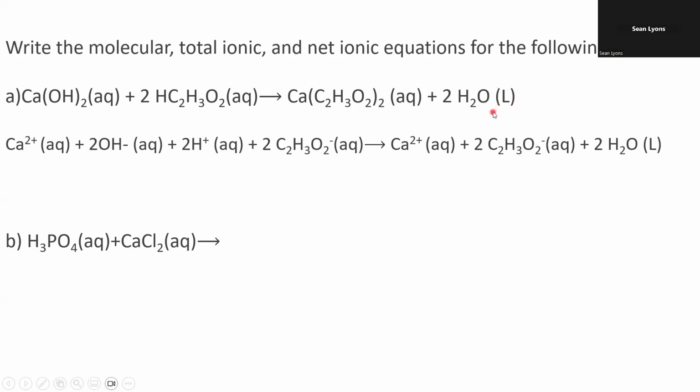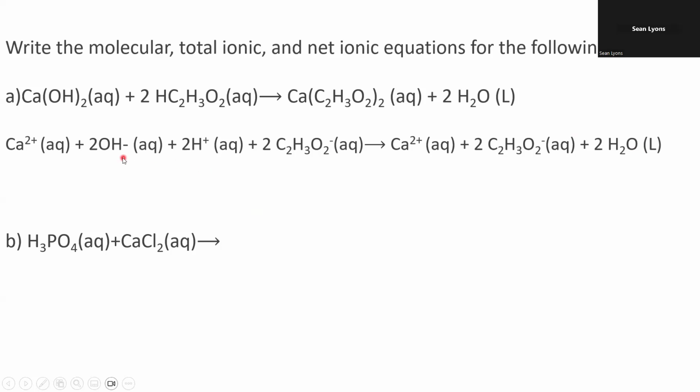And then anything that's a pure solid, liquid, or gas, so anything that's not an electrolyte, like we'll see here, so the solutions that dissociate. But anything that's a pure liquid, pure solid, pure gas, we're just going to keep that formula exactly the same. So we don't have to change anything about the liquid water. We'll just keep 2H2O in our total ionic equation.